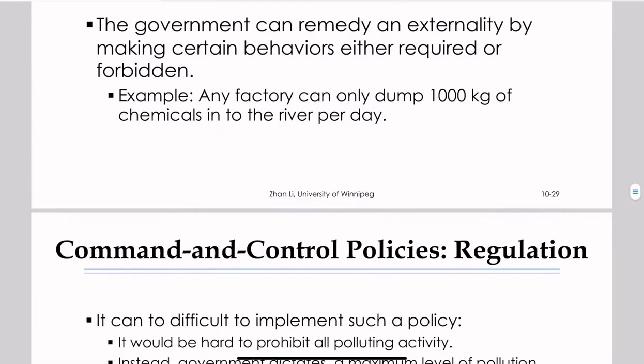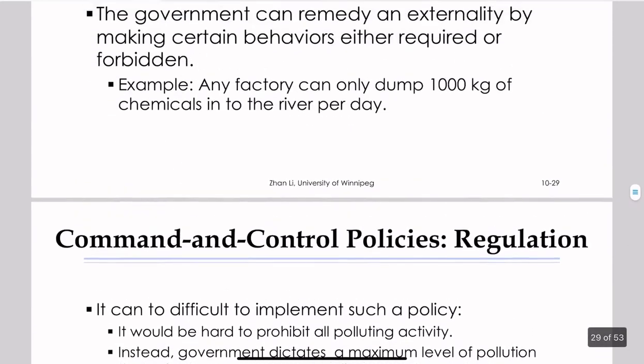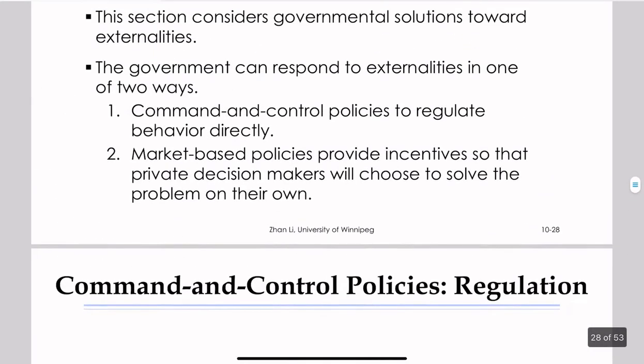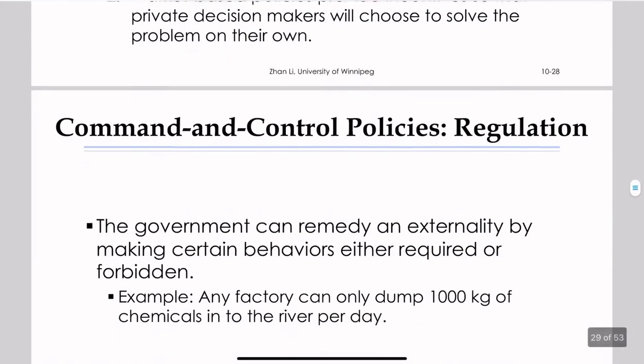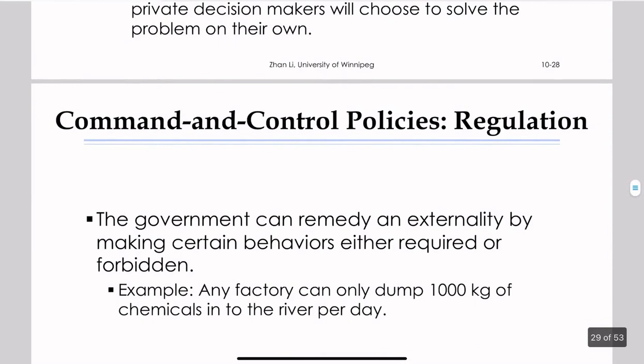So let's see. We want to compare these two different approaches. We want to think generally which approach is preferred. Should we prefer the command and control approach, or should we prefer the market-based approach? Let's first get an overview of this command and control approach.